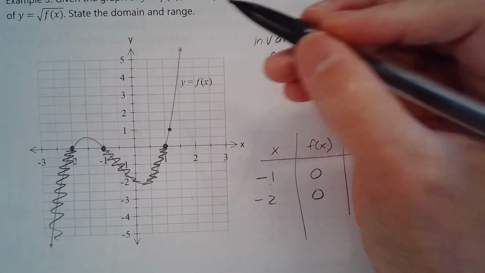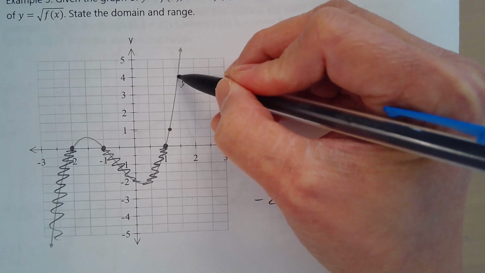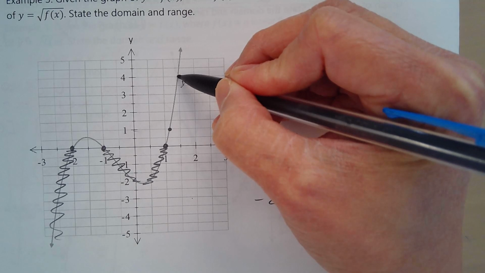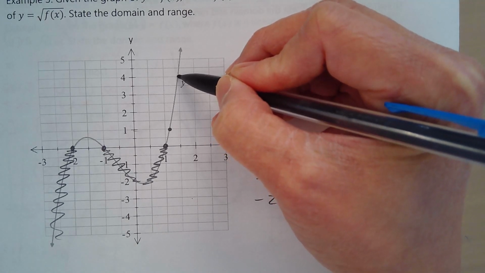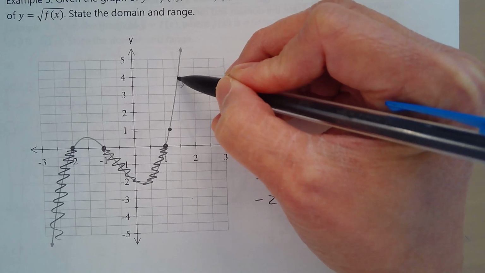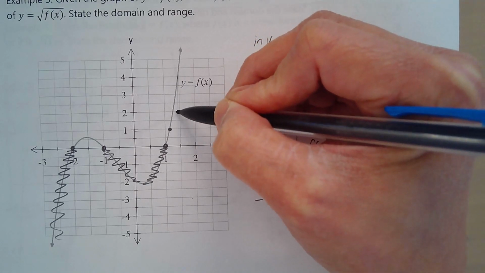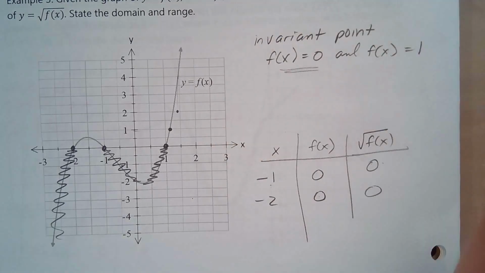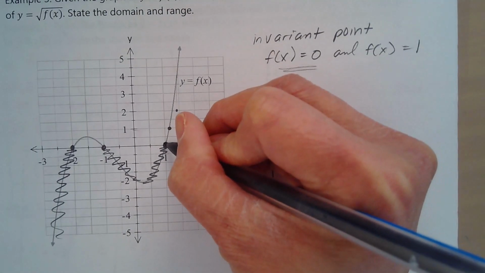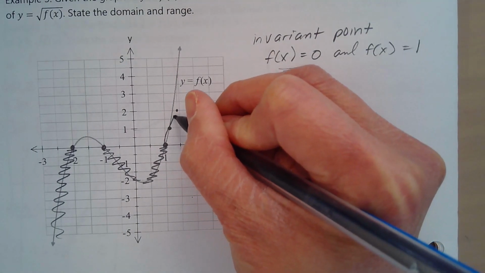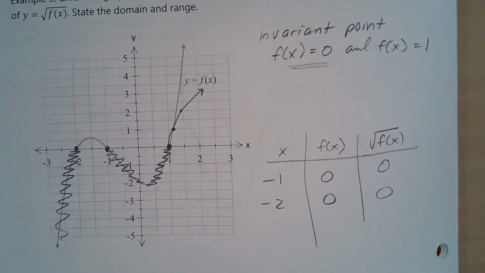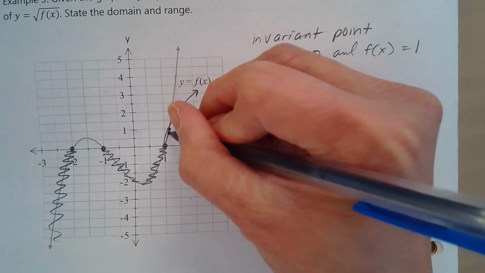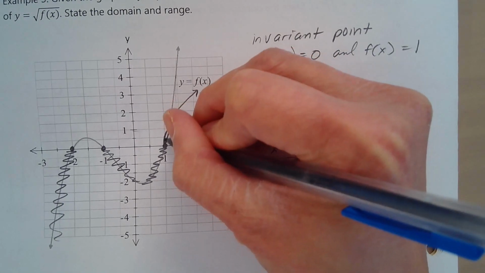Where else? This is 4, right there. The y is 4. So where's the square root of 4? It's going to be 2, right there. So this part here is not bad. We can just go like this. And then there's like that bubble right there, right? Okay.